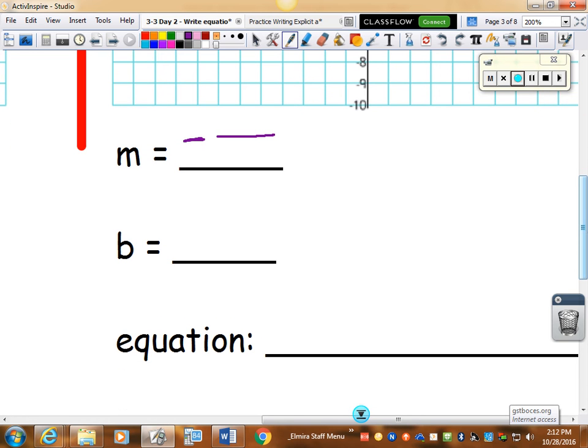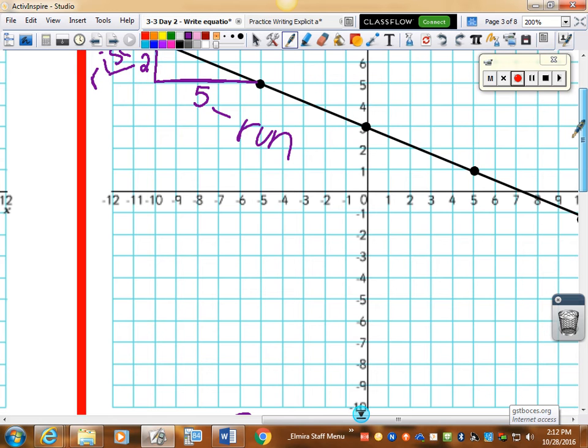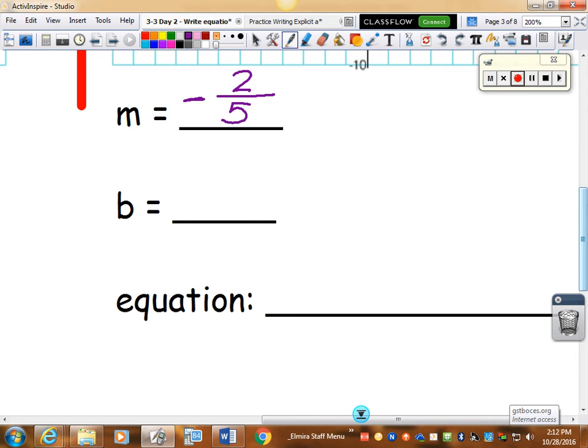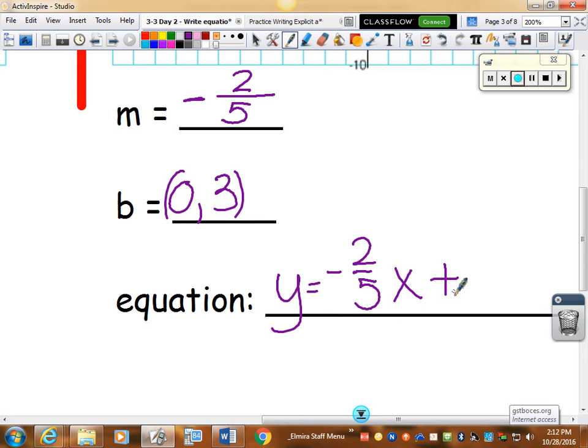So when I sub in, my rise was 2, my run was 5. All right, how about the B? What was the B? Let's go back up and look at that. Okay, my B, it's this dot right here. It's the dot that's right on the y-axis, and it's on the number 3. That's my y-intercept, and it's at +3. So now when I write my equation, y equals -2/5 x plus 3. Okay, so that's how you're doing these.